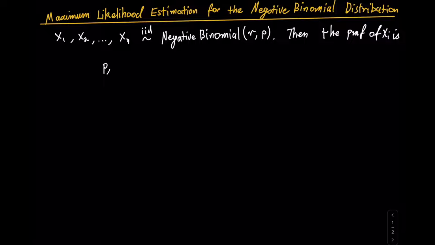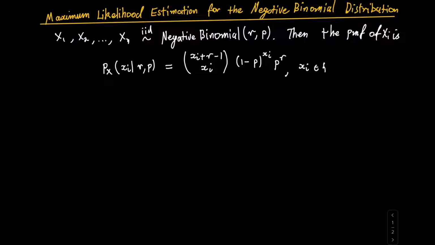I'll write P subscript x of xi, given our parameters R and P, is given by xi plus R minus 1, xi, so choose xi, 1 minus p to the power of xi, p to the r. And we know that this is true for xi an element of 0, 1, 2, and so forth.